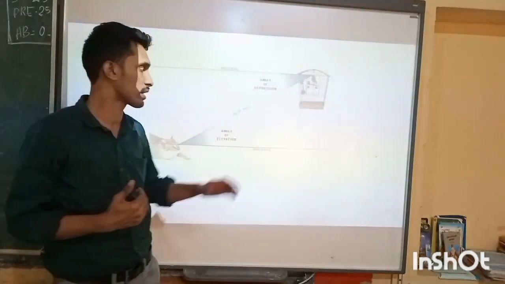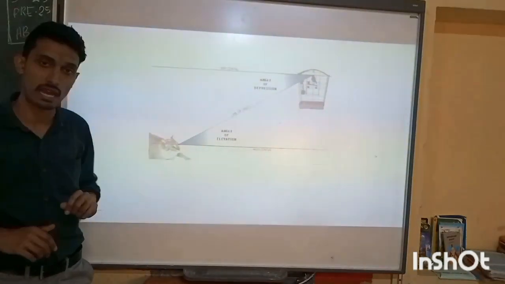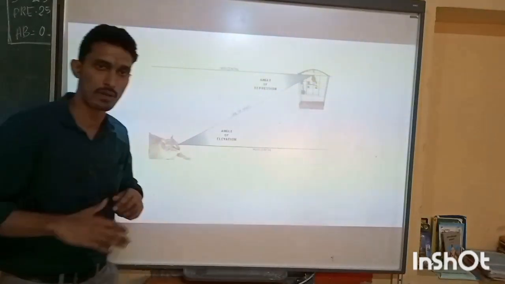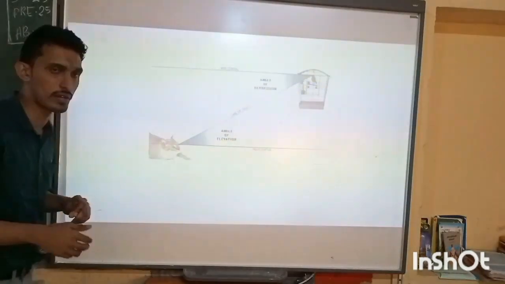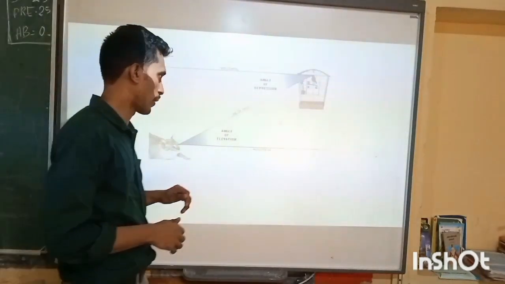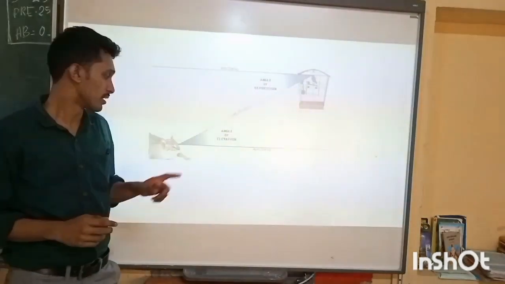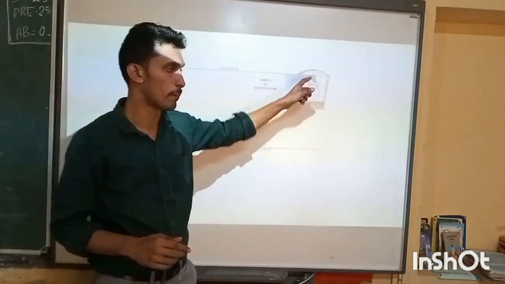Let us go to the case of the parrot. When the parrot observes the cat, there happens an angle of depression. So the angle is below the horizontal. That's why it is called the angle of depression. And there forms a line of sight between the observer side, from the cat to the parrot.